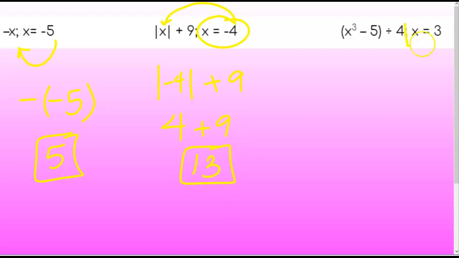This one gets a little tricky. The 3 moves in here. So I've got 3 to the 3rd power minus 5, and then divided by 4. I have to do order of operations first. So 3 to the 3rd power is going to be 27. 27 minus 5 is in parentheses, so that's going to be the next thing I do. 27 minus 5 is 22. And then 22 divided by 4, uh-oh, that doesn't work out evenly. But it's going to be 5.5.